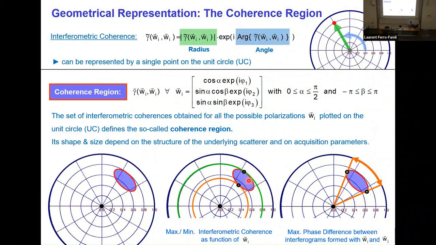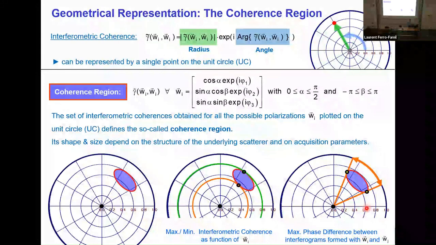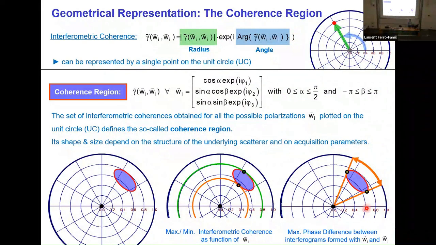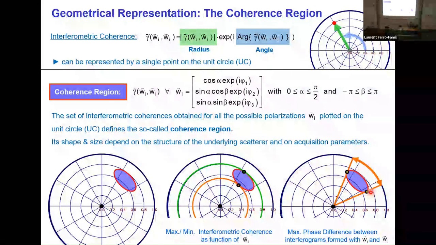So you need to go here, somewhere here. But you remember now, when you like to separate scattering mechanisms, you like to have phase centers which are as far apart as possible. So you need to optimize this phase separation here. And in principle, this is what you like to do with Pol-InSAR when you like to separate scatterers. You have to go for this. You have to maximize the phase difference.